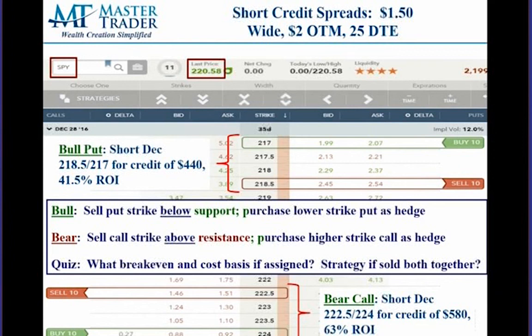Real quickly, the bear call spread. So I went $2 higher. I'm selling the 222.5. Then I'm buying the 224 as insurance. You can see the math here. I took in $580, 63% ROI on my risk for that bear call spread.